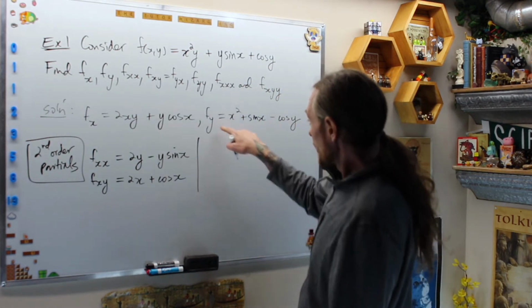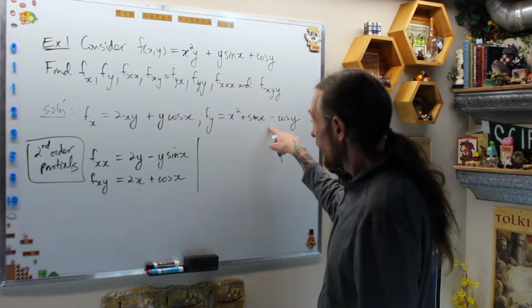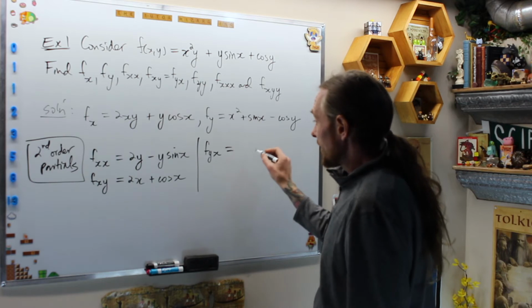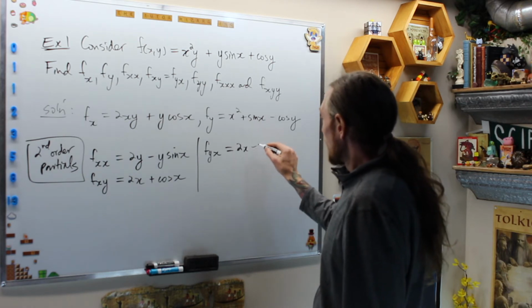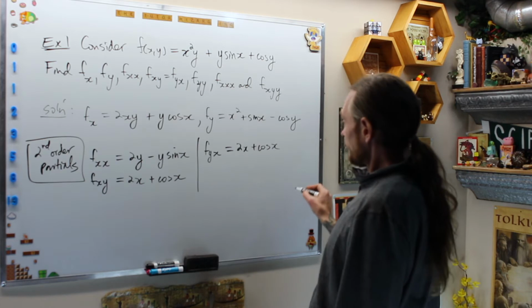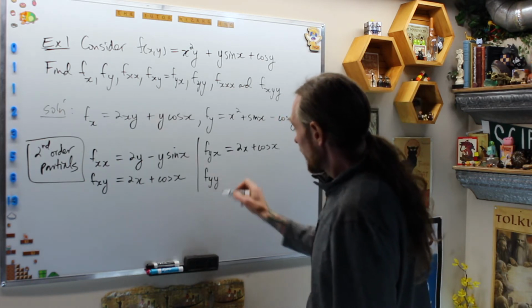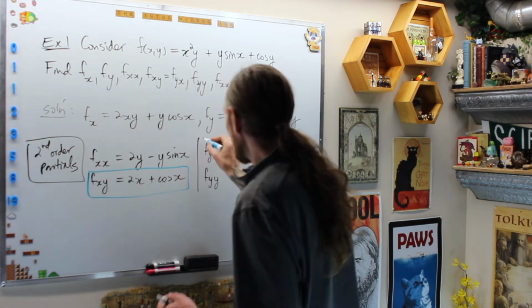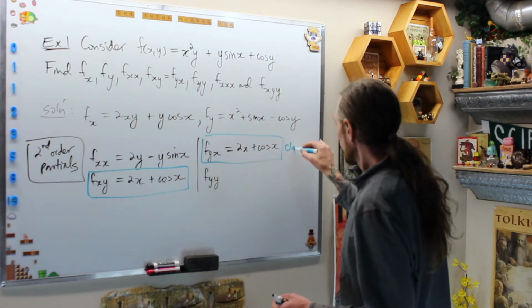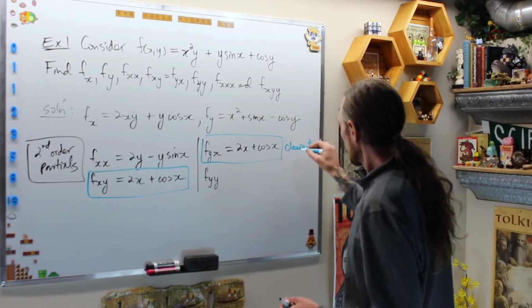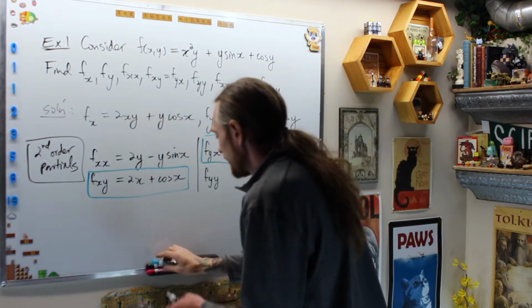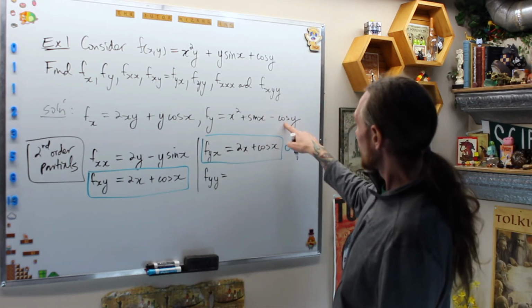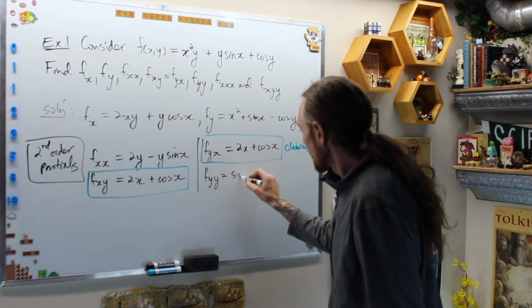Then for the second order, starting with fy, we have fyx, the mixed partial, which would be the exact same thing. We're going to get 2x plus cos x, and then fyy. Notice, of course, that's what Clairaut's theorem says, is these 2 guys are always equal to each other. And fyy is now the derivative of this with respect to y, which is going to give me negative sine y.